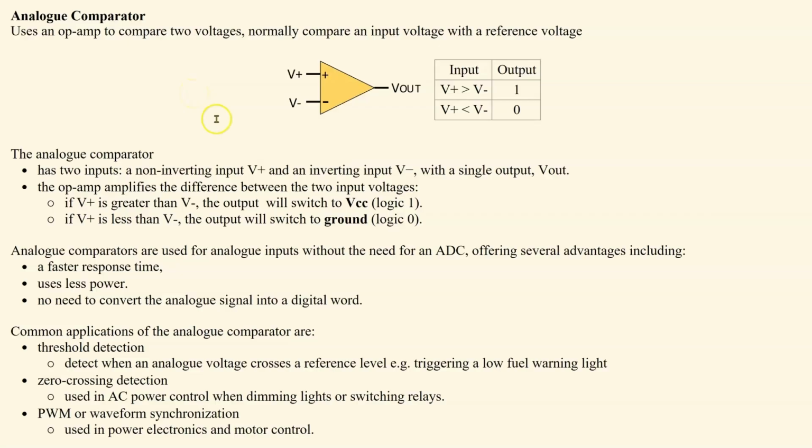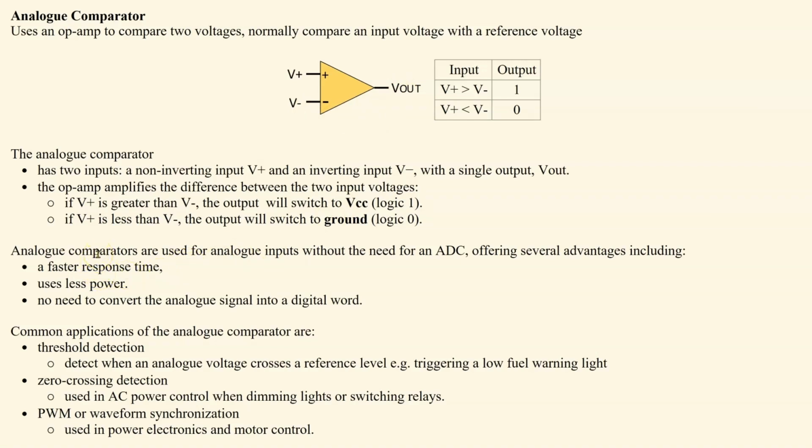The analog comparator uses an op-amp to compare two voltages. Normally we compare an input voltage with a reference voltage. The comparator has two inputs, V plus and V minus, and one output, V out. When V plus is greater than V minus, V out will be 1. When V plus is less than V minus, V out will be 0.